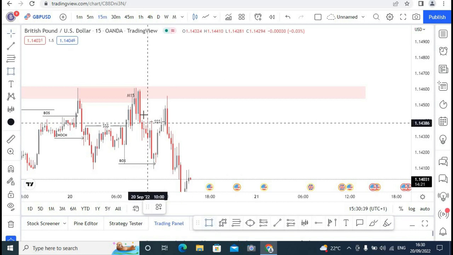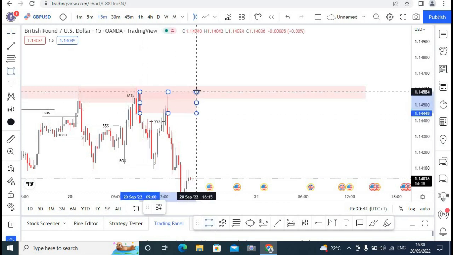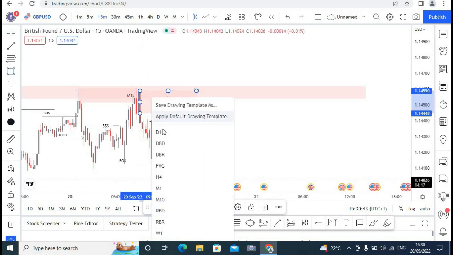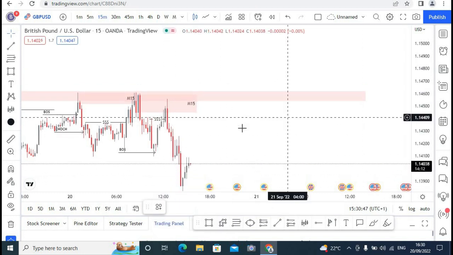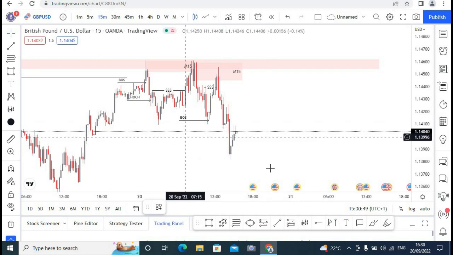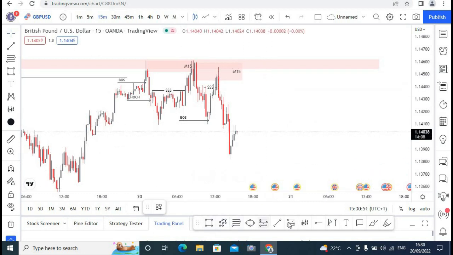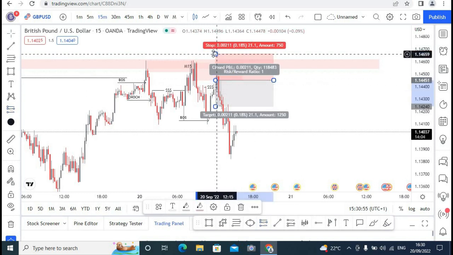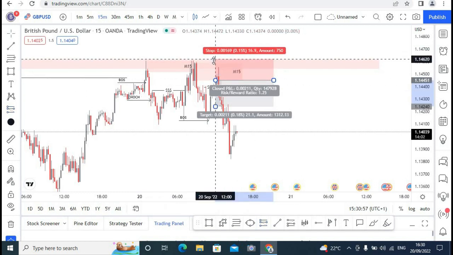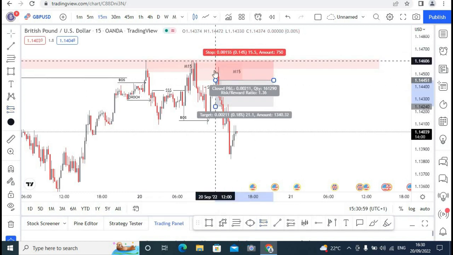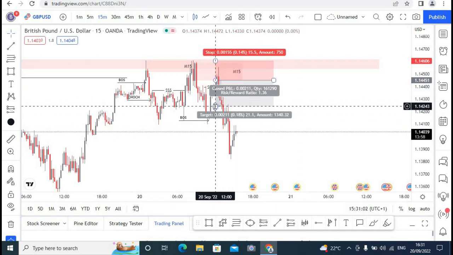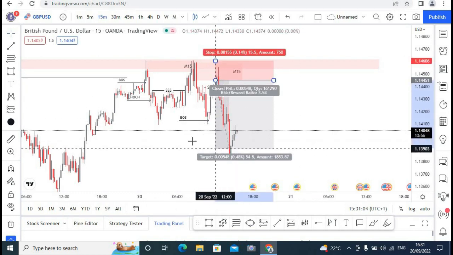Where do you look for your entry? Look for your entry at this supply level. We also shared this setup in our free Telegram group, and as you can see, here was my entry. Then I use 15 pips as my SL. My take profit is 50 pips, right?